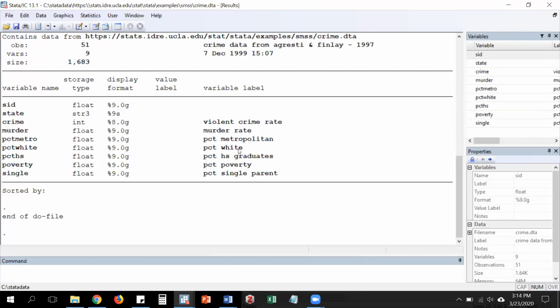Percent of the state that has people who are classified as white. Percent of people in the state who have graduated from high school or had a higher level of education, percent living in poverty, and then the percent of households that are single parent. So it's a pretty small data set in terms of the number of variables.